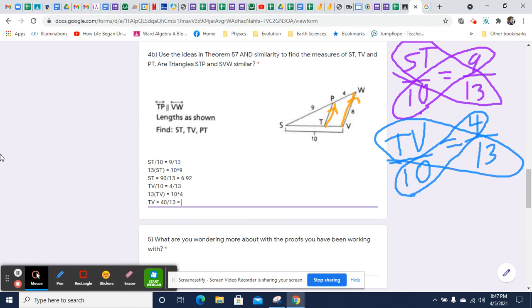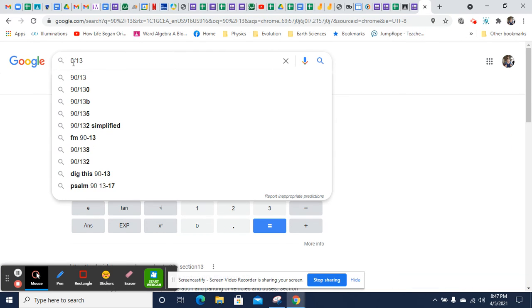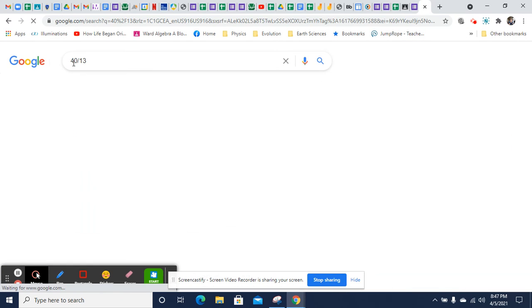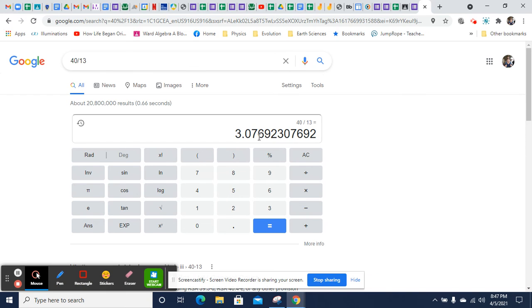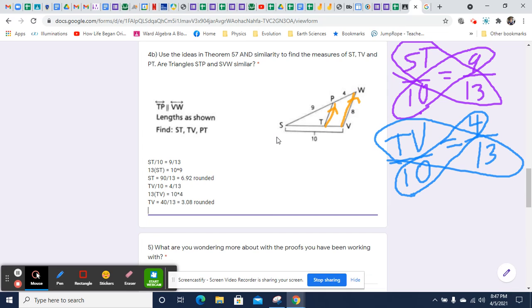And we can figure out what 40 over 13 is pretty quickly. So let's do that. Make that 40. And we get 3.077. Or we can just say 3.08, I think would be a reasonable rounding. Equals 3.08 rounded. Okay, and that one is also rounded. And you should round these things.